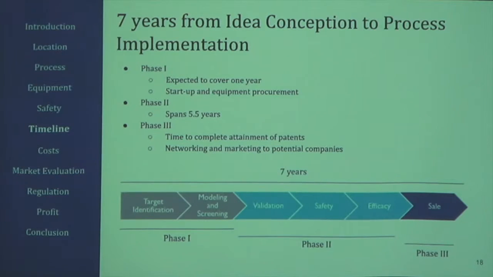And then phase 3 is our final sale. So our goal is to sell to an established biopharmaceutical company. So to do that, we'll need a patent, and then we'll also need to network with these different companies to be able to establish that sale.